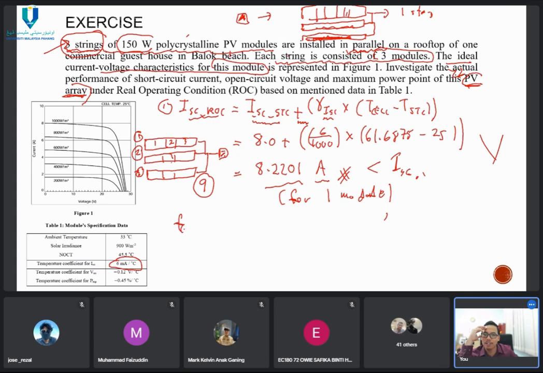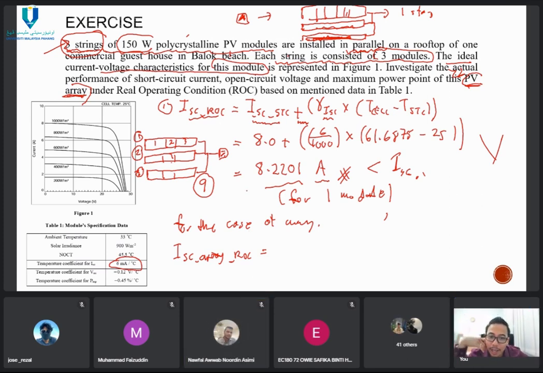For the case of the array, you can rewrite it as ISC array at ROC. So what should we do from here? We know already there are 3 strings and in one string we have 3 in series, so the total number of modules is 9.